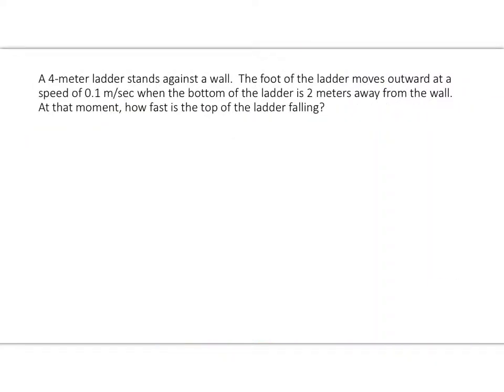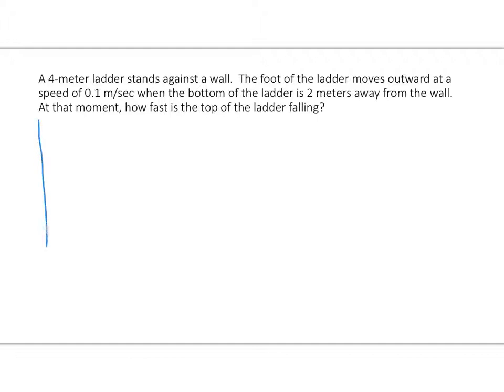In this problem we have a ladder that's standing against a wall. It's a 4-meter ladder. The foot of the ladder is falling away. It's moving out from the building at a speed of 0.1 meters per second at the exact time that the bottom of the ladder is exactly 2 meters away from the wall. We want to know how fast the top of that ladder is falling. Hopefully nobody is standing on it.